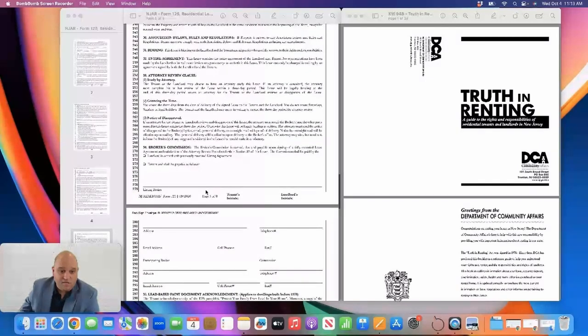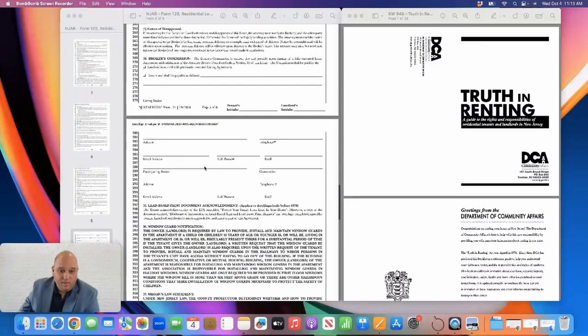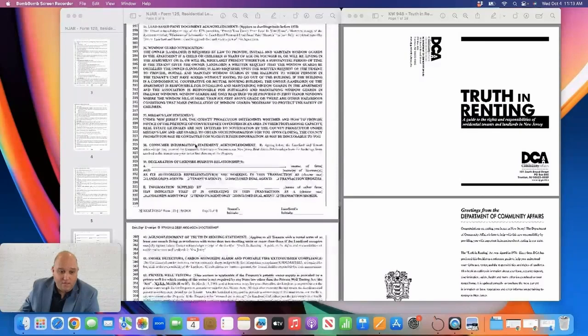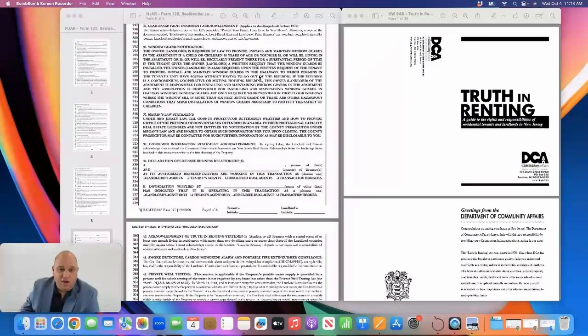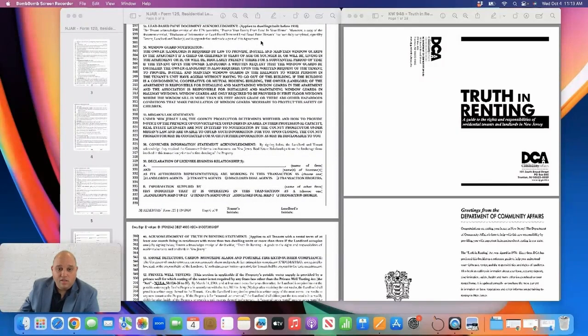If there's a broker's commission, who are the brokers involved? What is that fee? It's all put in here. Window guard information. If there's a child under the age of 10 living in the apartment, the tenant has the right to ask for window guards to be put on the windows. And this prevents the windows from being opened where a child could fall out. You could still open the windows, but it's only a couple inches. But the landlord would have to provide those if the tenant requested them. And that information is all provided here.